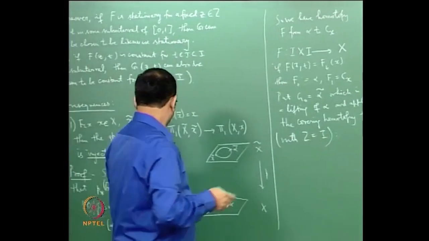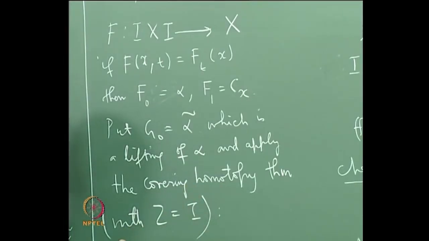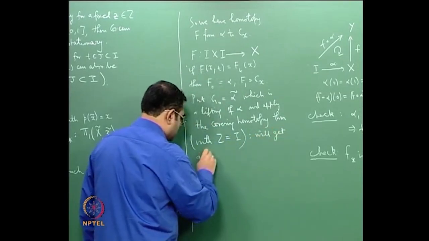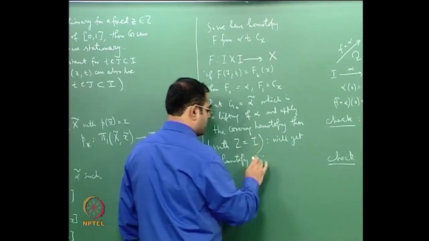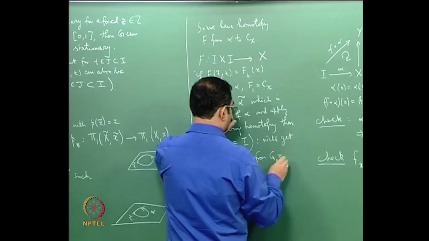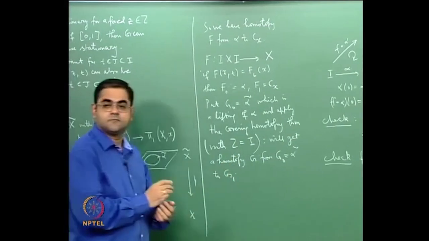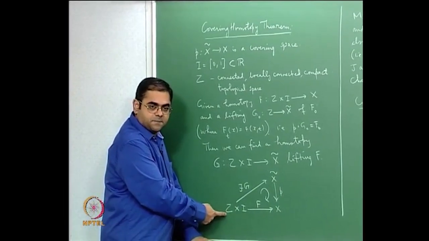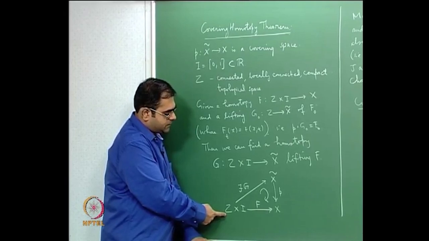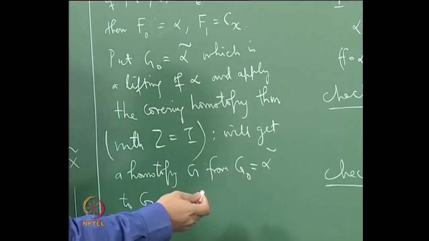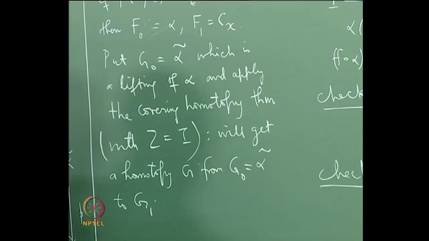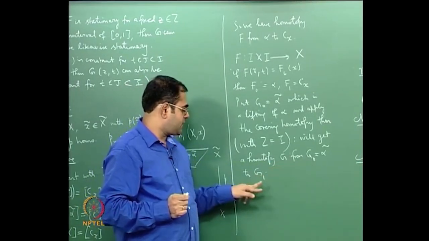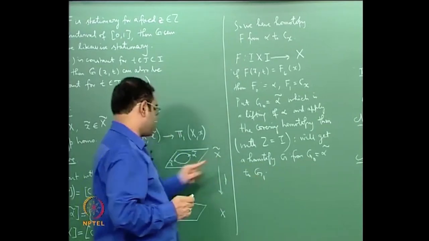So what this will tell you is that we will get a homotopy G from G zero, which is alpha tilde, to G one. Basically, I'm going to have a diagram like this, of course with Z replaced by I. What this is going to tell me is that G is a lift of f, so each G sub t is a lift of f sub t, and in particular G one is going to be a lift of the constant path. Let me write this down for a moment.